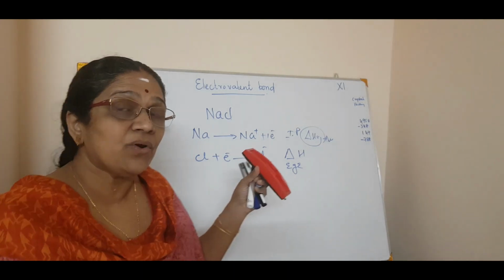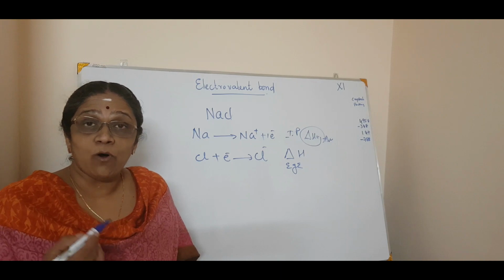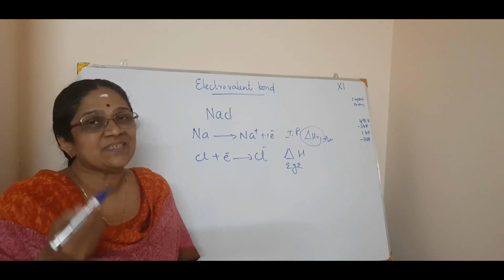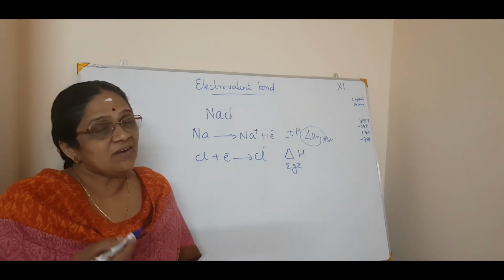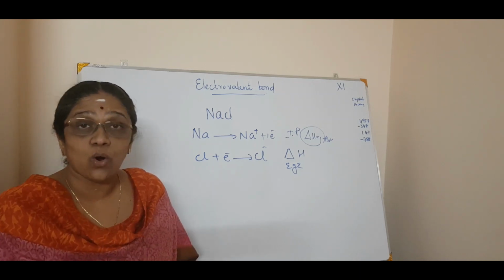And what is the nature of this electron gain enthalpy? The electron gain enthalpy may be positive or negative, which means it can be endothermic as well as exothermic. In normal cases, it will be exothermic, but it can also have positive values.